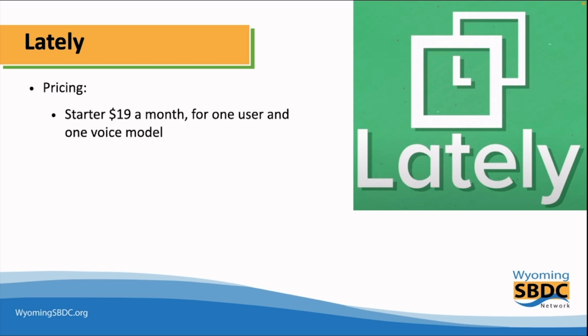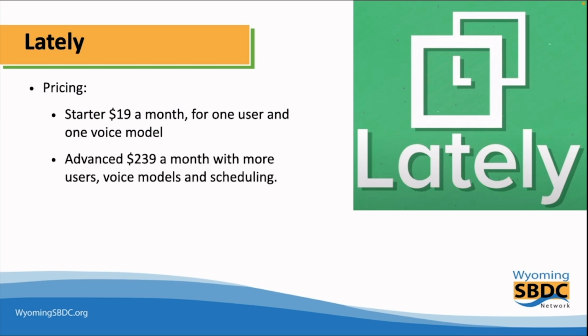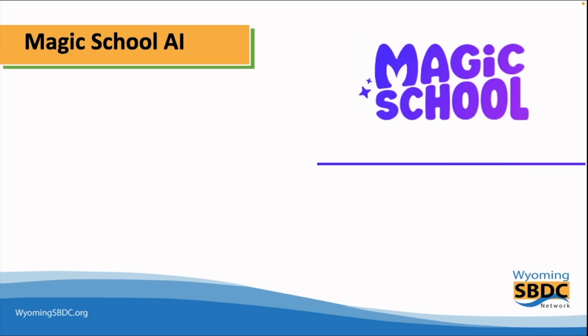So for pricing, starting off, it's going to be $19 a month for 1 user and 1 voice model, being that it's trained itself on a specific employee whose information you give it. And for the Advanced, it's going to be $239 a month, which is definitely a bit more than what we would expect, but it comes with more users, more voice models, and the ability to schedule how everything goes out at specific times across your social media platforms.